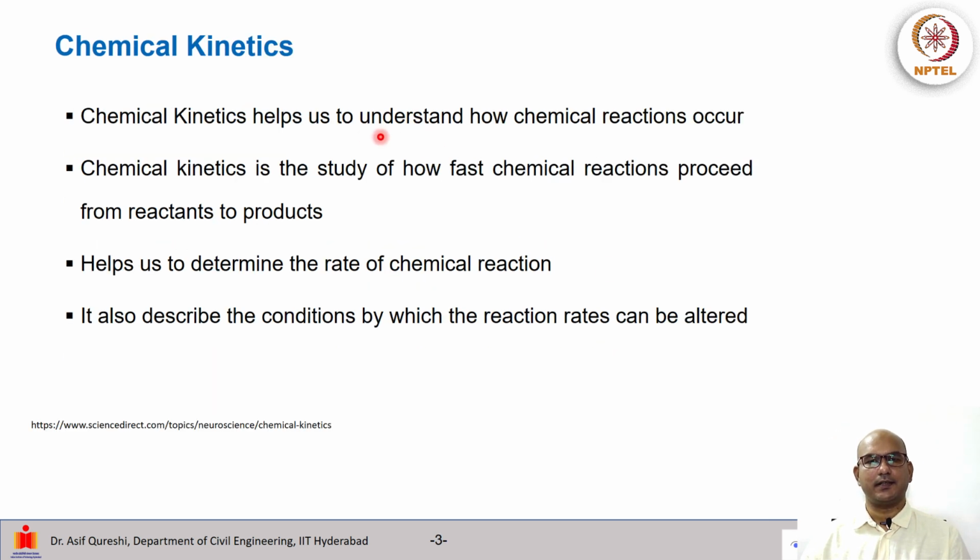So, why chemical kinetics? Chemical kinetics helps us to understand how the chemical reactions will occur. So, it is important to understand some concepts of chemical kinetics, so that we can go forward and understand better the indoor air chemistry, or in fact any kind of air chemistry. It is a study of how fast chemical reactions may proceed from the reactants to products, helps us to determine the rates of chemical reactions, and also describes conditions using which maybe we can even alter the rates.